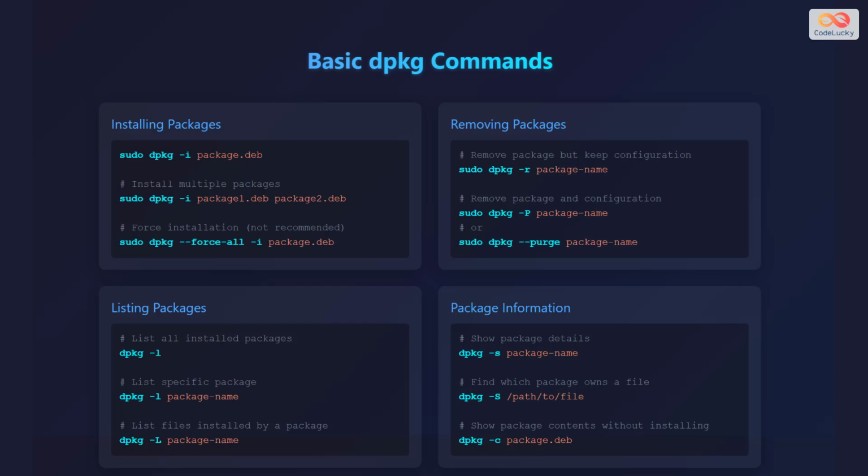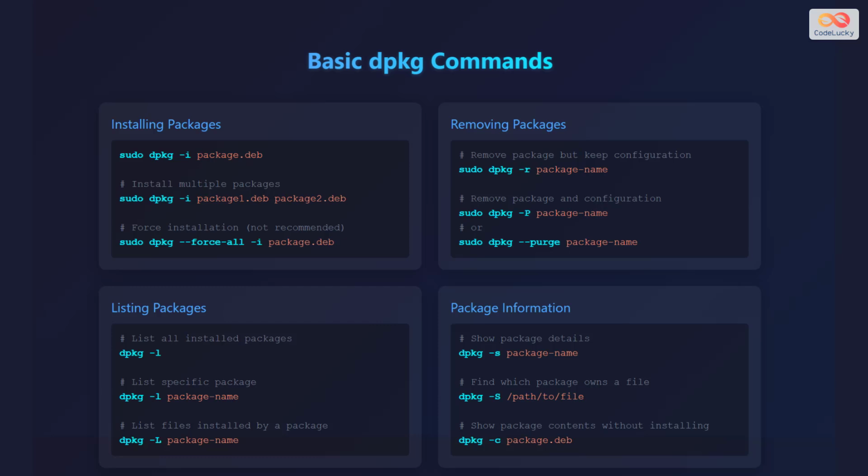Moving on to removing packages, to remove a package but keep its configuration files, use the command sudo dpkg followed by the package name. To remove a package along with its configuration files, use the command sudo dpkg followed by the package name, or alternatively, sudo dpkg purge followed by the package name.